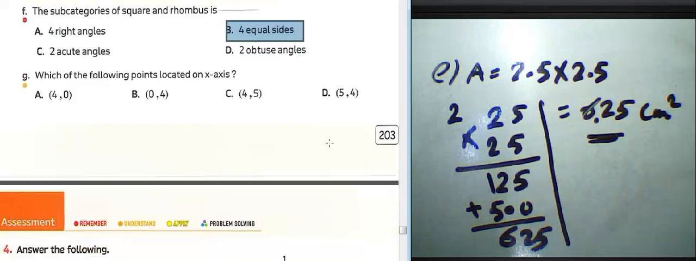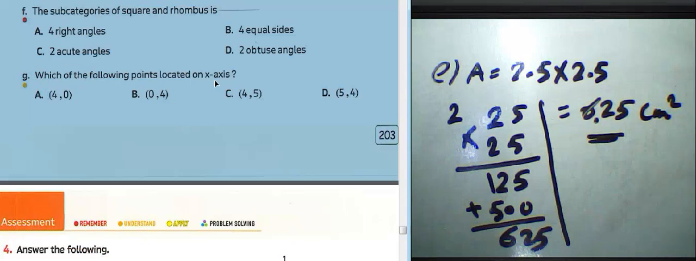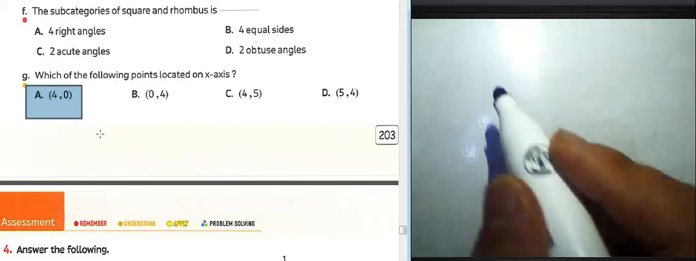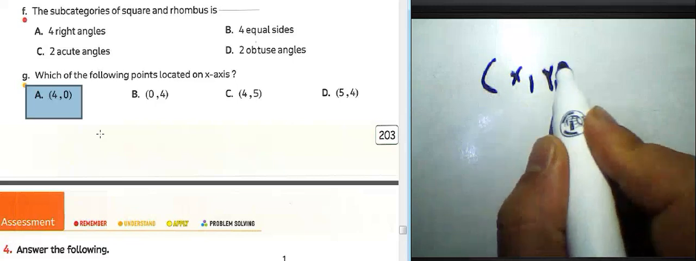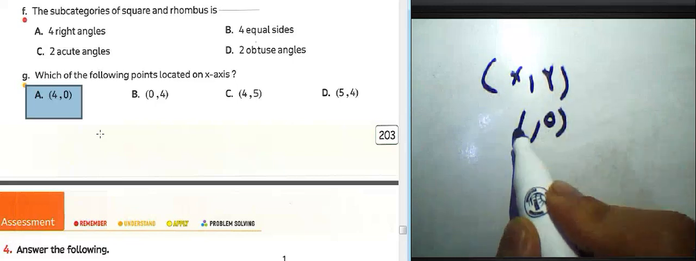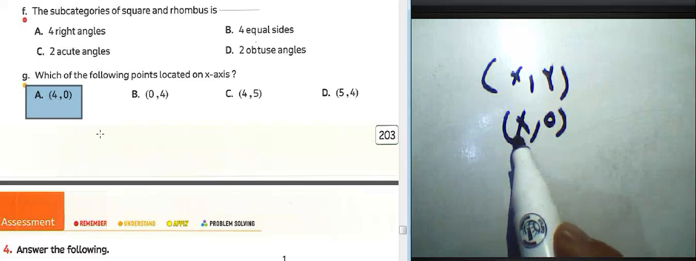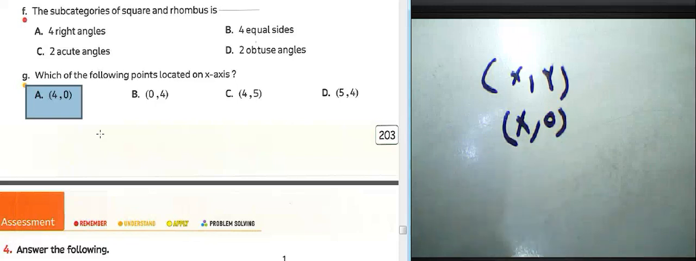Okay. Question letter G. Which of the following points is located on the x-axis? X-axis means y will be 0. Okay, we must choose letter A. About a point located on the x-axis, the coordinate is x and y, and y will be 0. So x and 0. Eliminating the others, you must choose letter A.